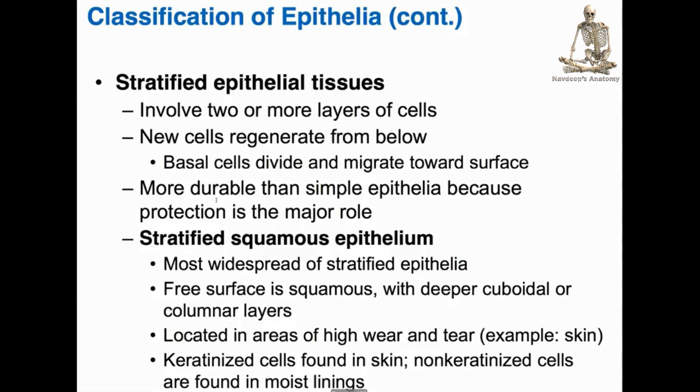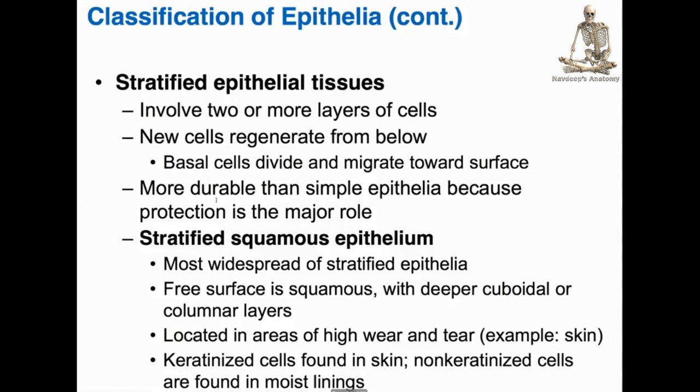Moving forward to the stratified epithelial tissues: till now we were discussing the simple, single-layered tissues. Now we are moving forward to the multi-layered, stratified epithelial tissues. These involve two or more layers of cells. The new cells regenerate from below: the basal cells of these epithelia divide and migrate towards the surface, pushing the upper cells upwards. They are more durable than the simple epithelia because protection is their major role, and they have to form the first line defense barrier.